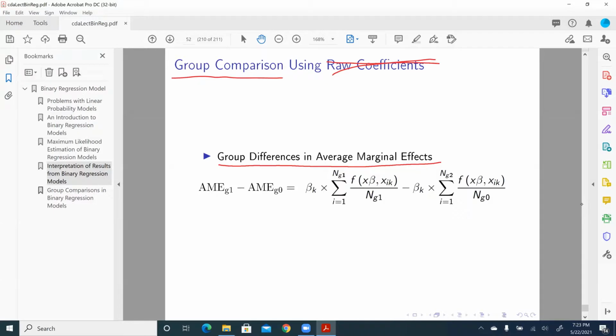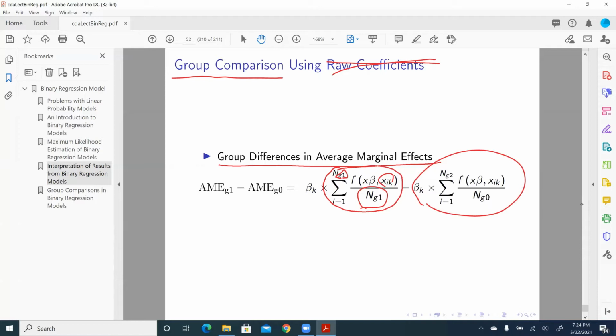Okay, so let's say, here what I'm going to do is I'm just going to calculate the average marginal effect for group 1. That's called G1. So what I'm going to do is I calculate the marginal effect with respect to a generic variable xk of predicted probability, and add them together. Then average across the group size in group 1. And then I do the same for another group 0, then take a difference. Okay, so that's called group difference in average marginal effect.